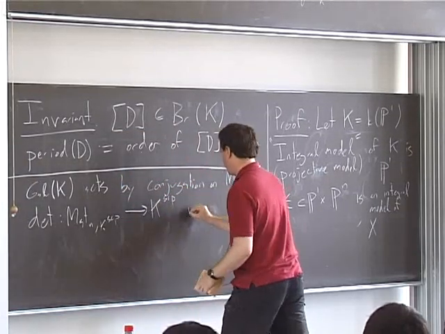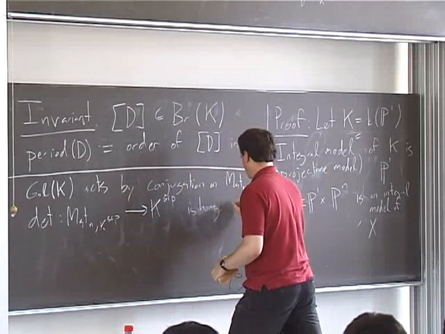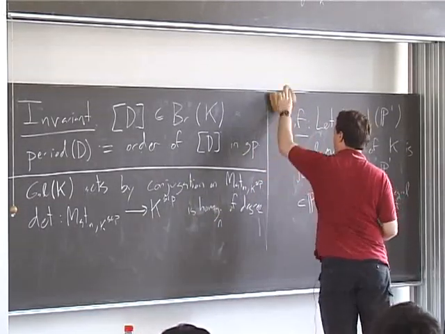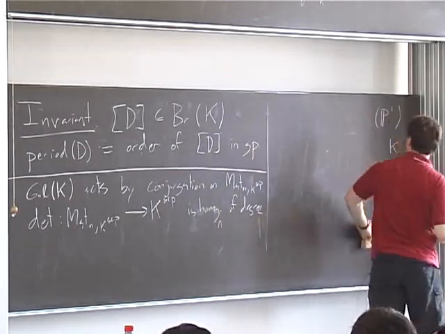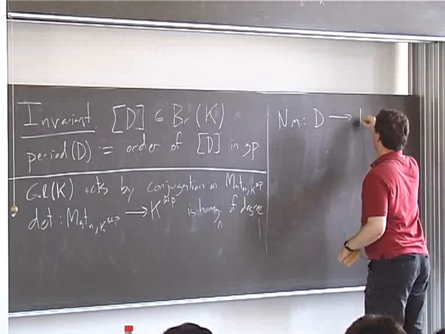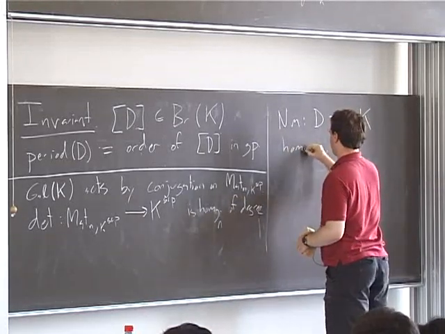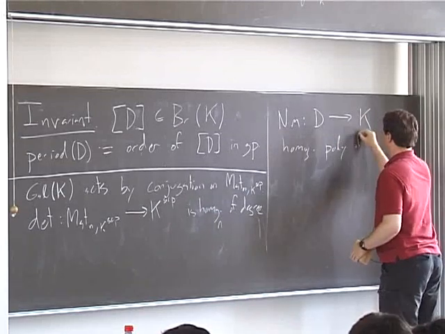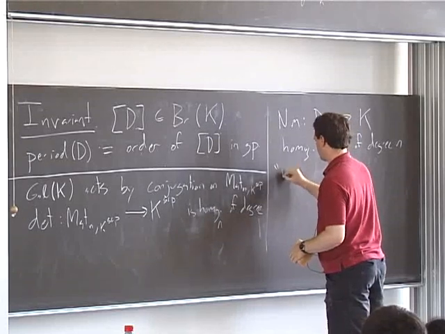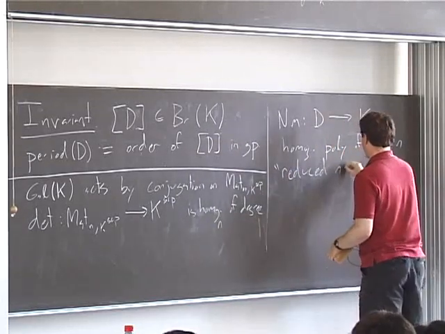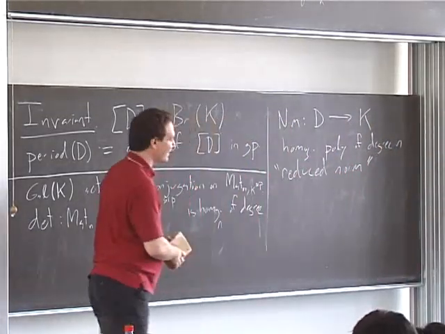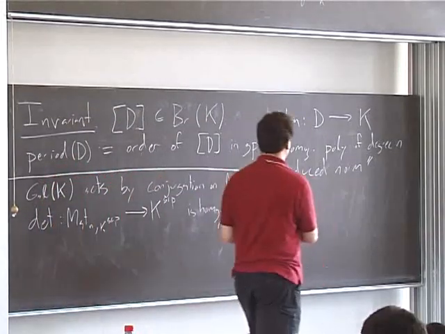This is homogeneous of degree n and Galois invariant, so it defines a polynomial on the division algebra called the reduced norm. So we get this map from D to K. It's a homogeneous polynomial map, called the reduced norm. The dimension of D is n squared. The degree is n. So unless n is equal to 1, n squared is bigger than n.